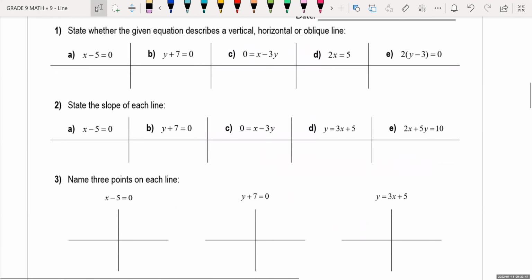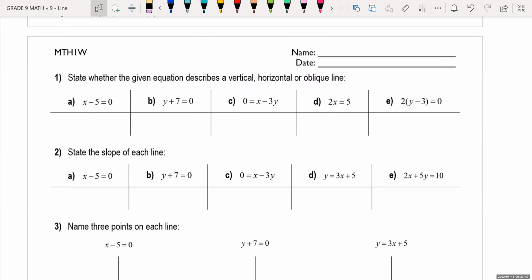All right, let's do a couple more questions. So I will go ahead and write those special acronyms at the top, VOOCs and HOY. Question number 1, state whether the given equation describes a vertical line, a horizontal line, or an oblique line. How can we figure that out? Well, every vertical line is going to just have the letter X.